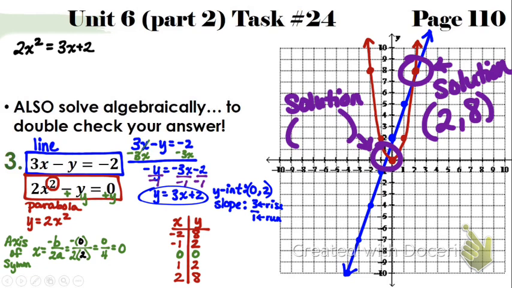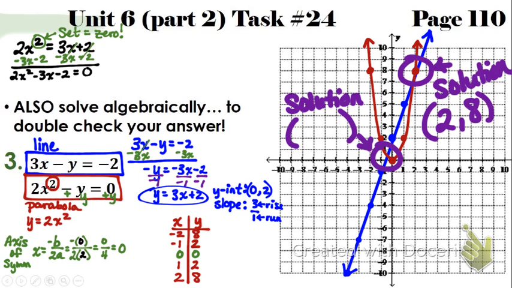This is quadratic, right? Which means I need to do what with it? Set it equal to 0. So I'm going to subtract 3x from both sides, and I'm going to subtract 2 from both sides. So 2x squared minus 3x minus 2 equals 0. And we're going to factor this guy.